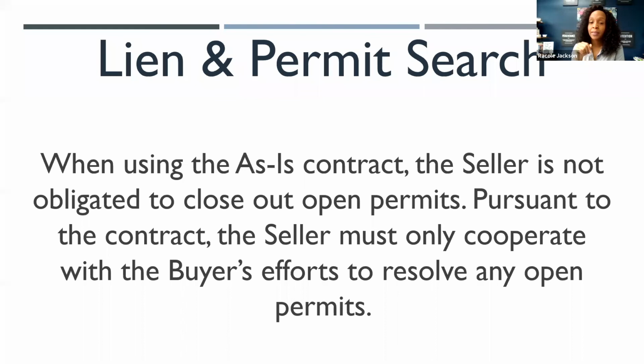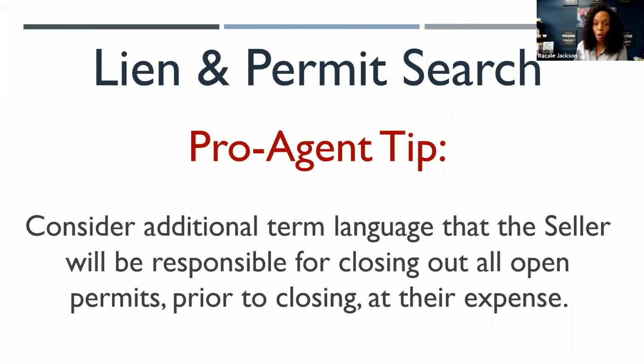The next hot button issue is the lien search and the permit search. You should know now, especially if you've taken a contract class with us before, that open permits are not title issues. So the seller is not obligated to close out open permits unless you have additional language. You have language in the additional term section that the seller will close out all open permits at their expense prior to closing.